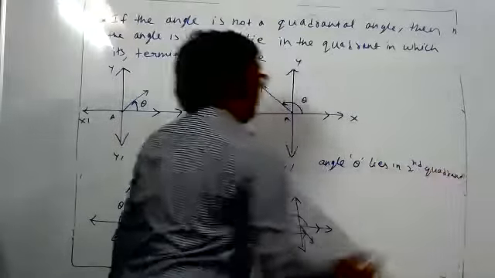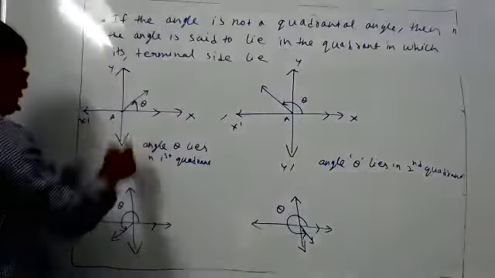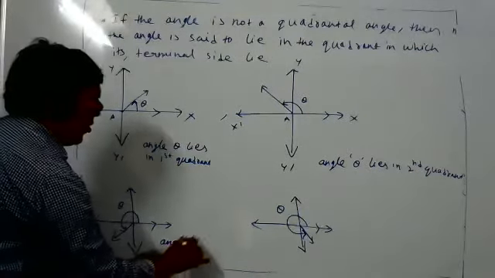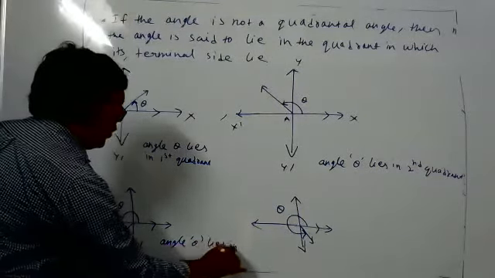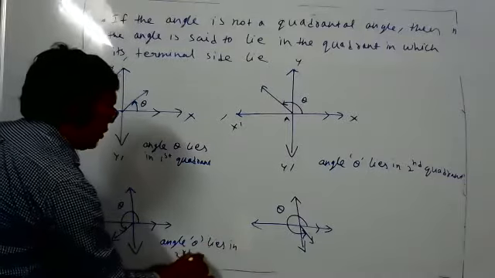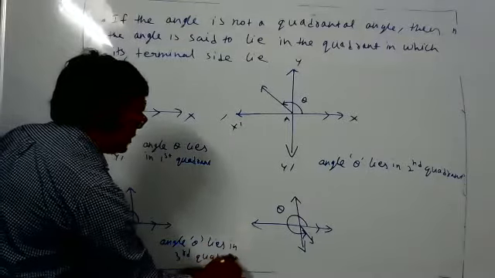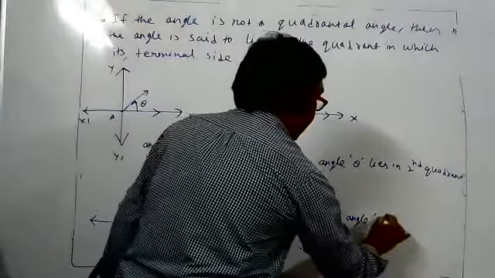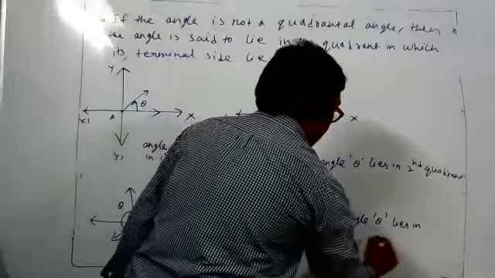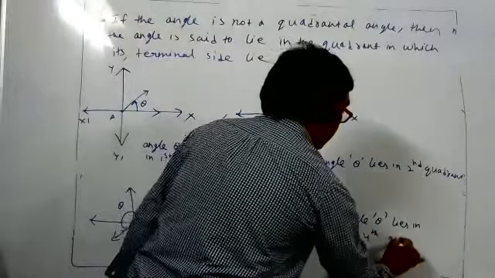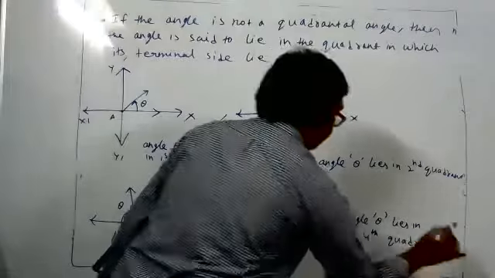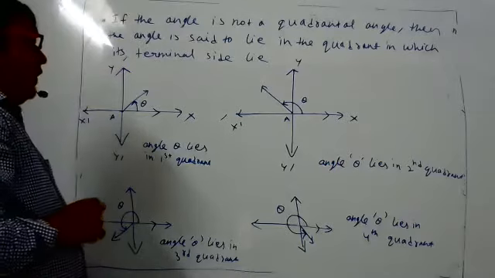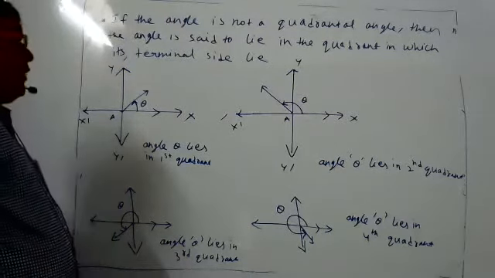I think all of you are aware of the quadrants: first, second, third, fourth. Whereas here we say angle theta lies in the third quadrant. People, copy down. And here we say angle theta lies in the fourth quadrant. The quadrant in which the terminal side lies, we say the angle also lies in that quadrant only.